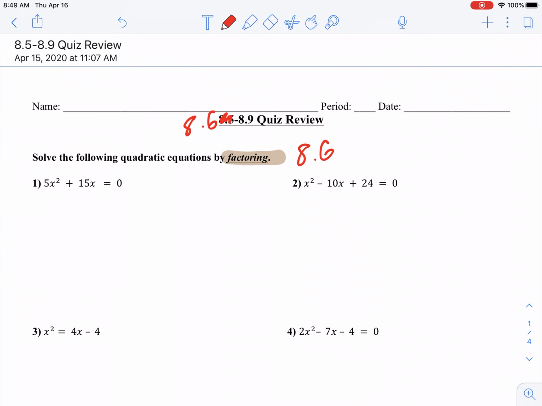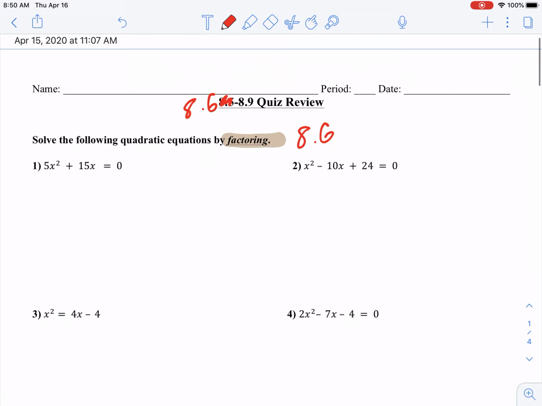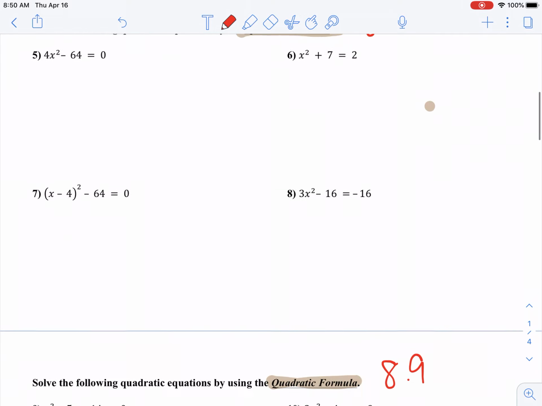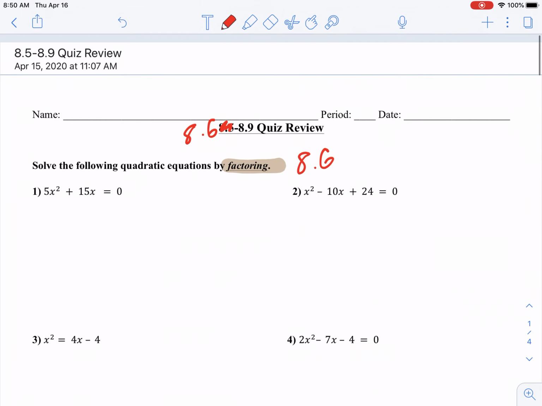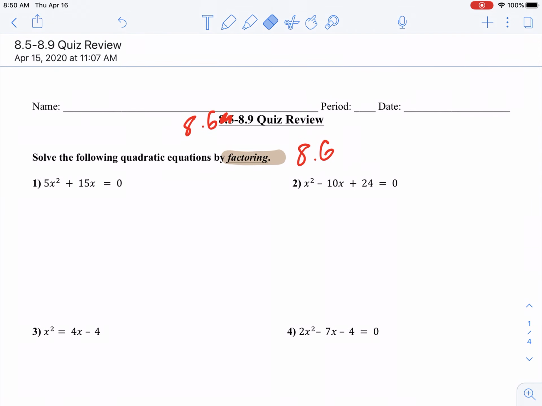Alright everyone, just going to do a couple sample problems from your quiz review file here. I'm going to do one of each section. So we'll do one factoring together, we'll do one square root method together, and we'll do one quadratic formula together. Alright? And then hopefully this will give you a guide as to how to do all the problems in each section. So solve by factoring.